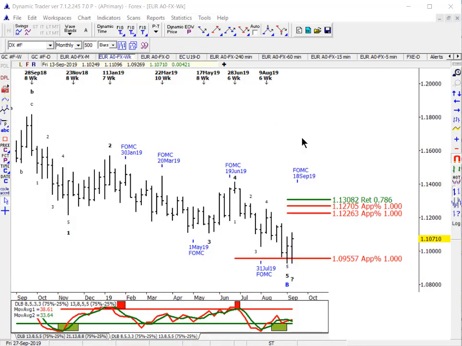Today I'm briefly going to talk about the euro and the dollar and identify if they may be at a very significant reversal time and what the trading strategy will be. I'll start with the euro. This is the euro weekly.